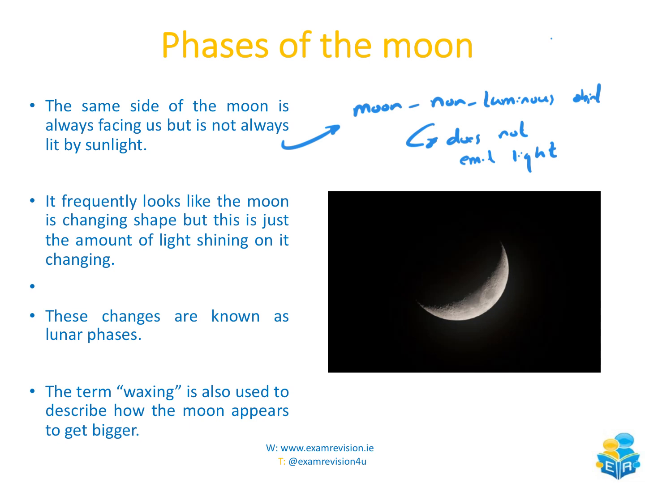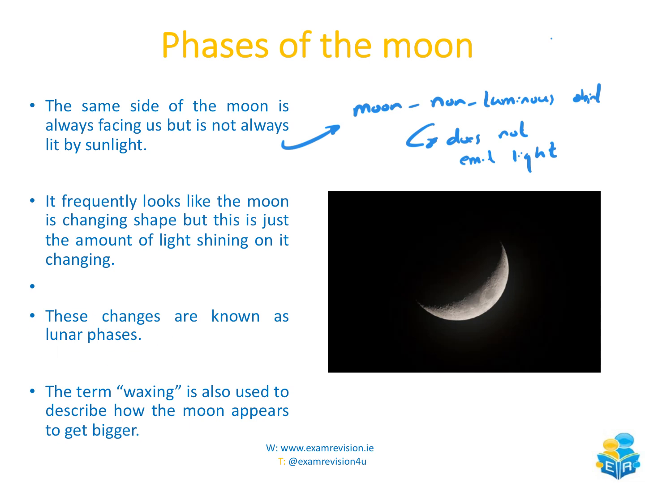So it frequently looks like the moon is changing shape, but this is just the amount of light shining on it changing. So if you can see the full moon, that's because the entire thing is being lit up by the sunlight. In this example over here, it's only the segment over here that the sunlight is falling onto, and that changes from night to night. So these changes with the amount of light that's falling on it is known as the lunar phases.